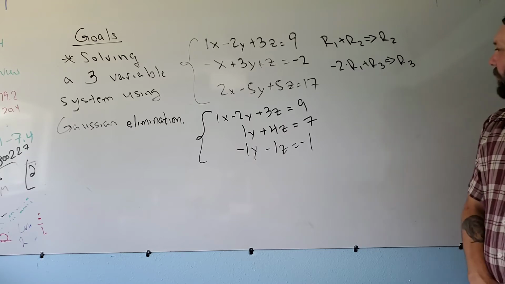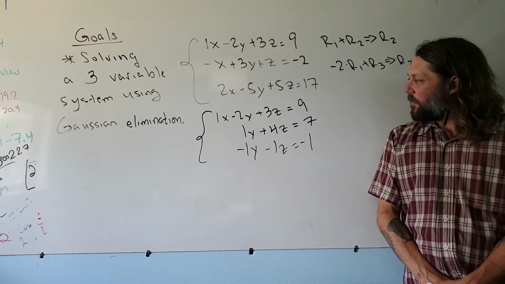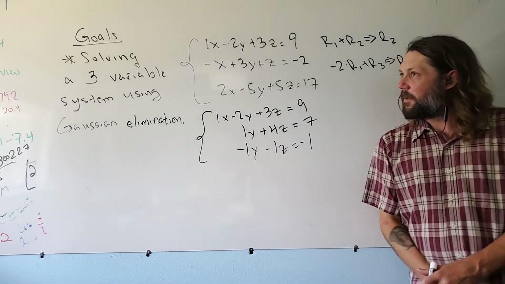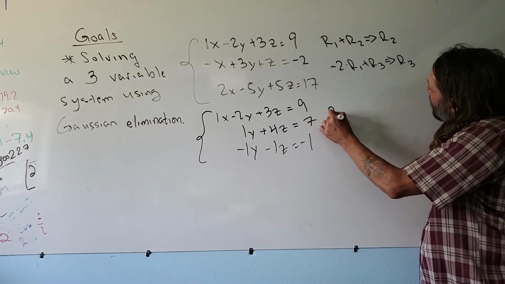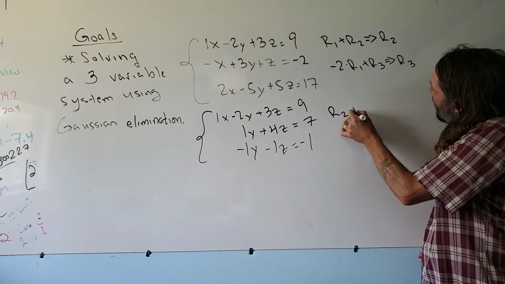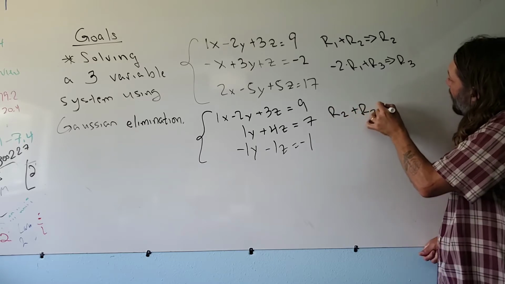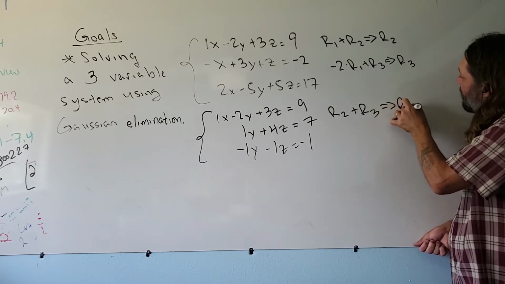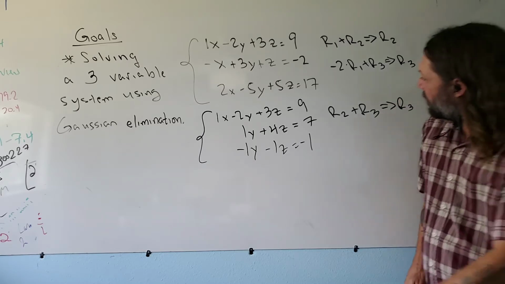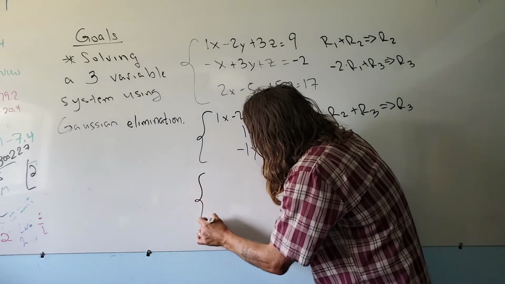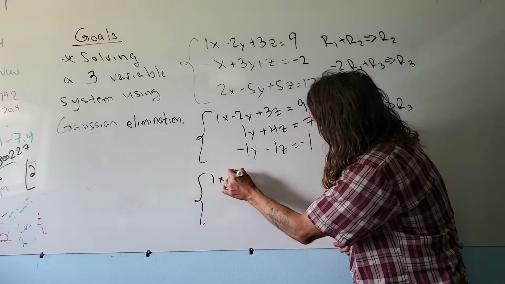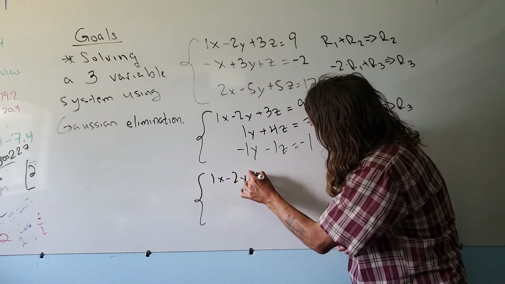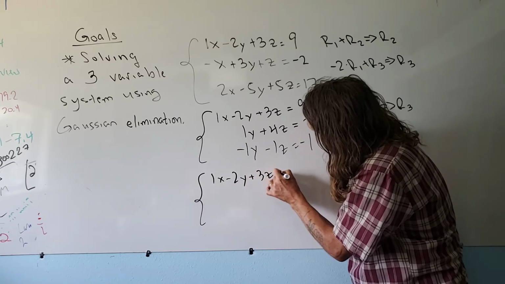So what I'm going to do is just add row 2 and 3 together, because they're going to automatically make the y's cancel. So here I take row 2, and then I add that to my row 3, and this is going to become my new row 3. So let me write what I'm going to keep. So it's 1x minus 2y plus 3z. That's equal to 9.